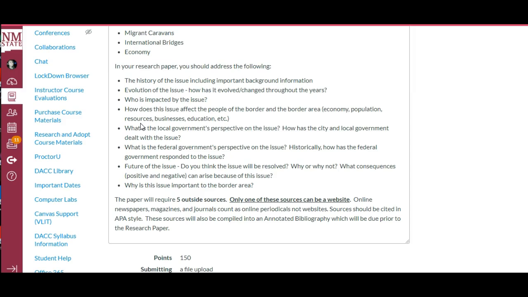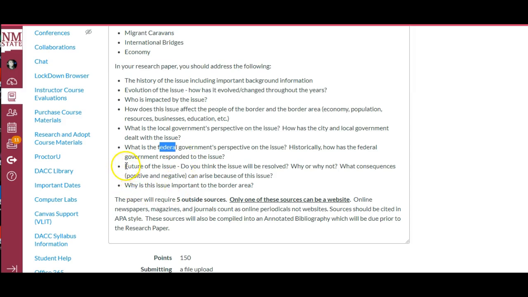So this one had to do with the local government. The next question has to do with the federal government. So again, what has the federal government done to address that issue? Sometimes the local government acts, whereas the federal government does not. So again, how have they dealt with it, how have they reacted to it? What have they done to try to address the issue?